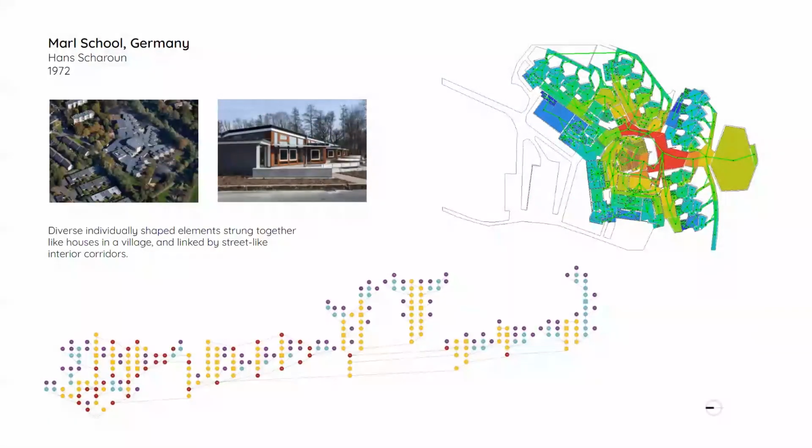The Mall School is located in Germany, built in 1972, designed by Hans Scharoun. A key feature of the school are the diverse individually shaped elements strung together like houses in a village and linked by street-like interior corridors. Each classroom has its own indoor and outdoor study spaces.